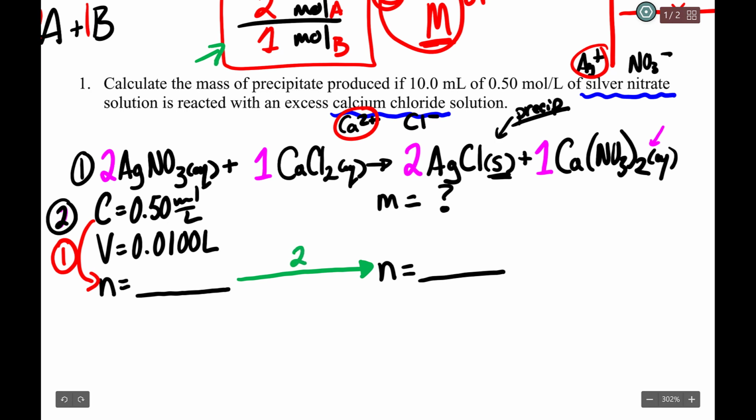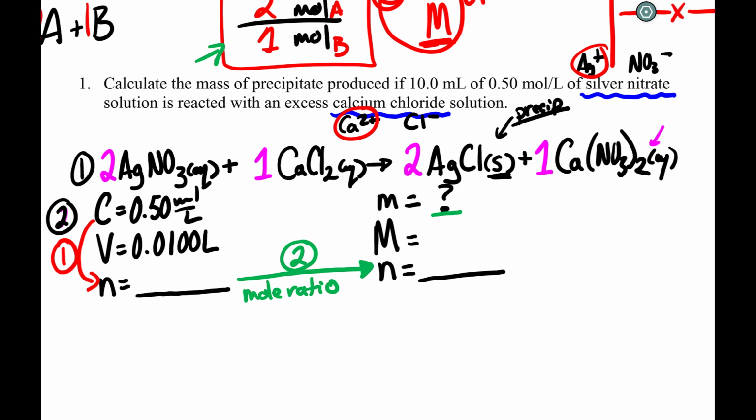So our second step would be to do a mole ratio so that I could get the number of moles of the precipitate. Now the question didn't ask for how many moles of precipitate I have, it asked for how many grams. So in order to turn the moles into mass, I would need to know the molar mass of silver chloride. Okay, so go to your data book now and calculate the molar mass of silver chloride.